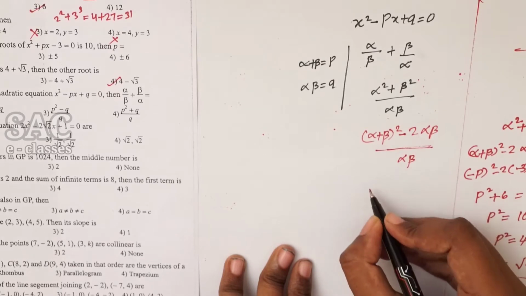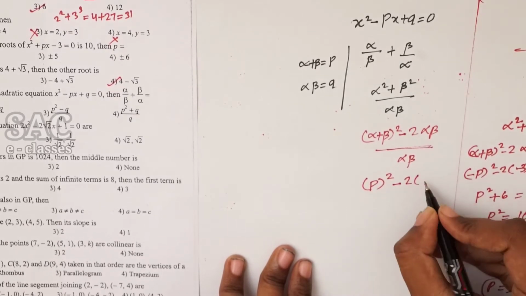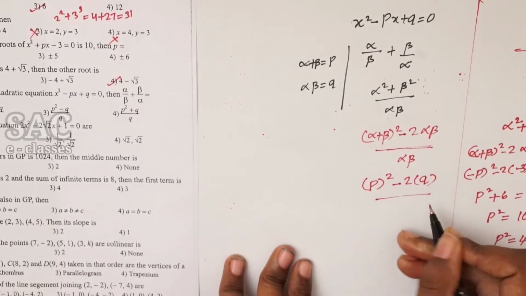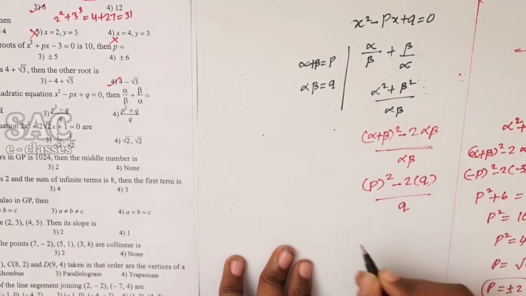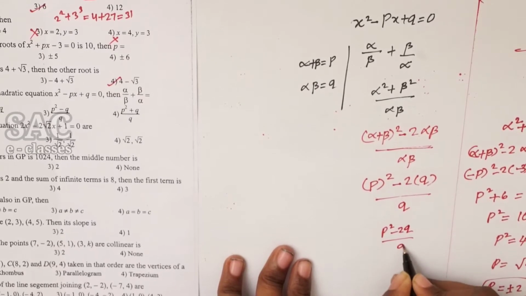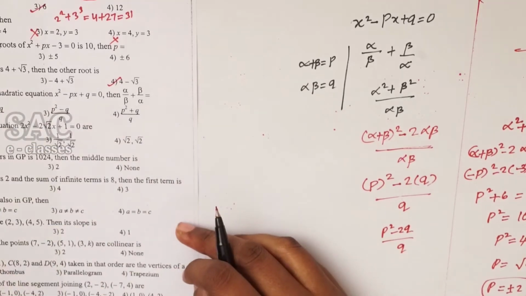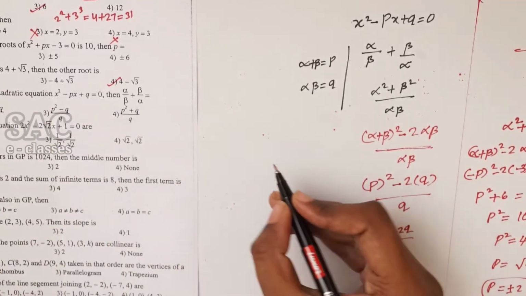Alpha plus beta whole square can be written as p square minus 2 into alpha beta, where alpha beta means q by alpha beta, which is q. P square minus 2q by q will be the required answer. Then option 1.